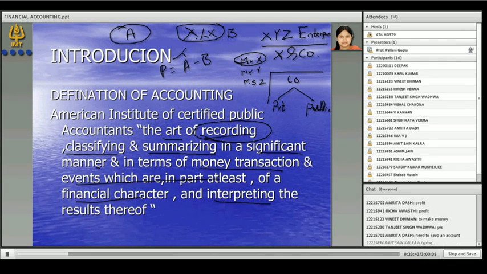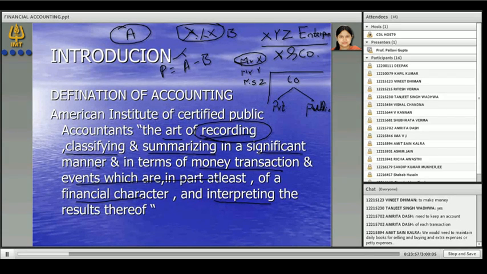As and when a transaction takes place, it should be captured in my books of accounts. As soon as I make payment for the labor charges, I should record that transaction in my books of accounts. How the recording will happen, I will take up later. But accounting says that as and when a transaction is taking place, you should record it in your books of account. So the first function of accounting is the art of recording. That is, we need to record all the transactions which are taking place in the business.